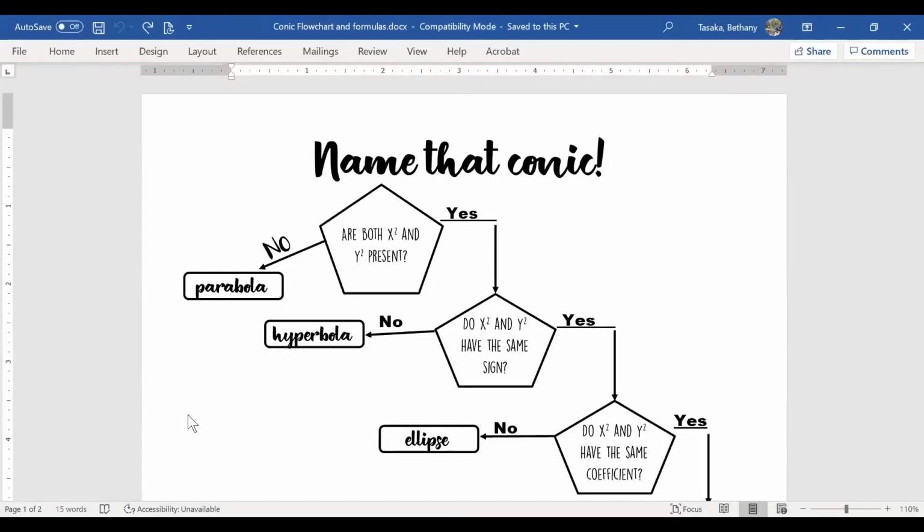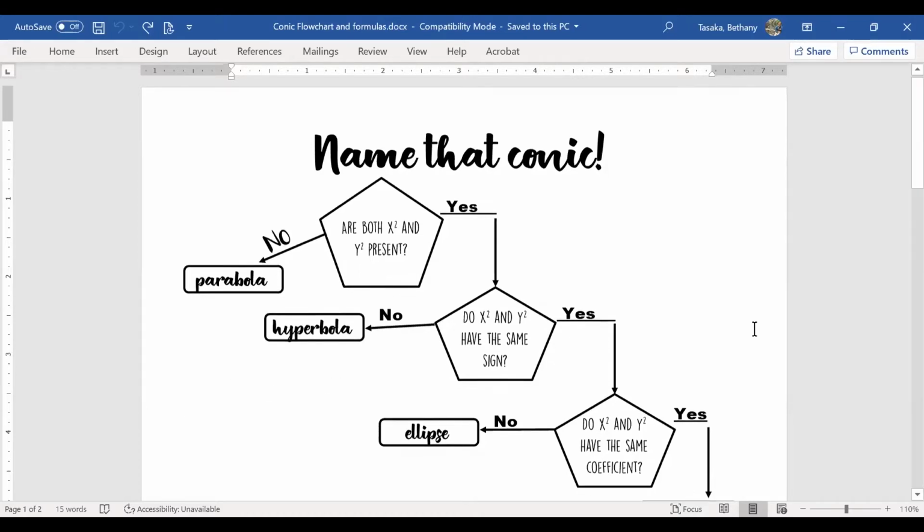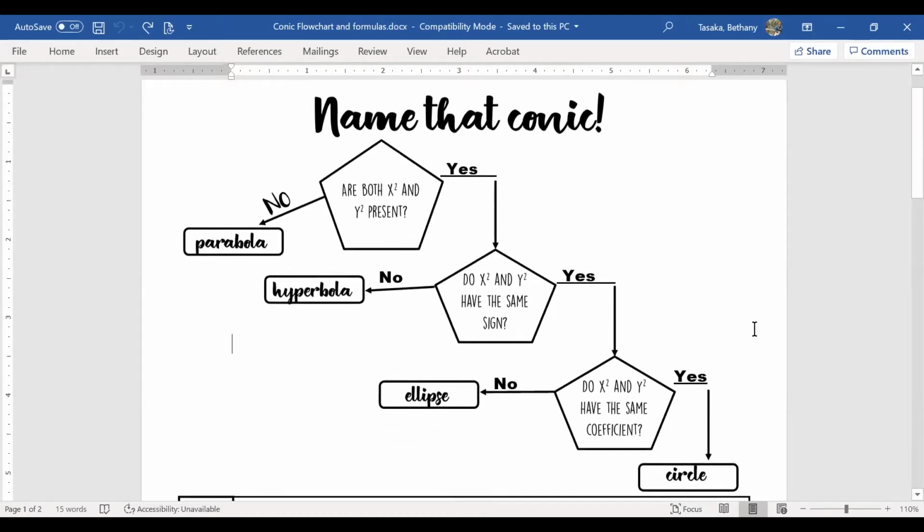Hi there. So we want to look at how to use our conic flowchart. Because a lot of the conic equations actually end up looking really similar to each other, the idea here is to use this flowchart, ask these questions, and that will help you determine exactly what your shape looks like.